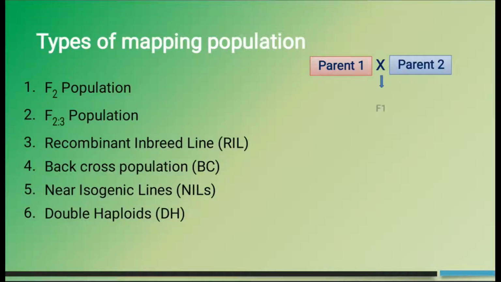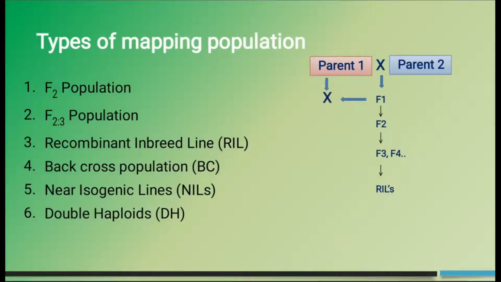Basically, we select two parents which are genetically diverged and cross them together to obtain the F1. Once F1s are selfed, we get the F2 population, and from the F2, by the continuous single seed descent method, we go on to F3, F4 populations. Finally we get recombinant inbred lines, which are almost homozygous in nature.